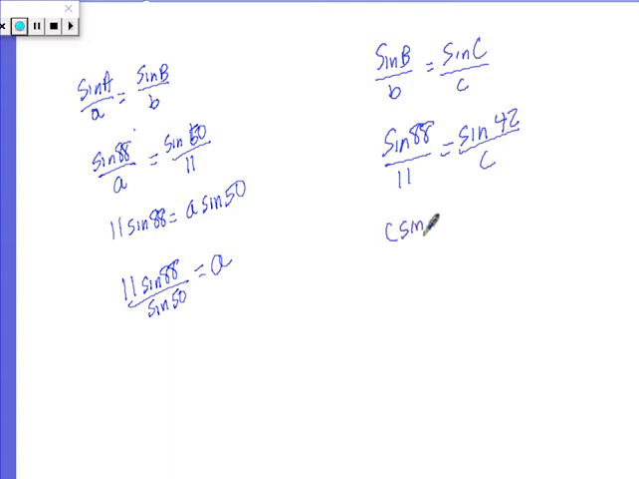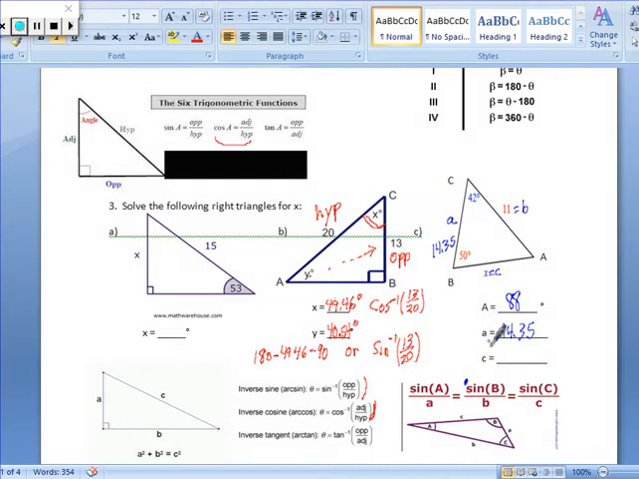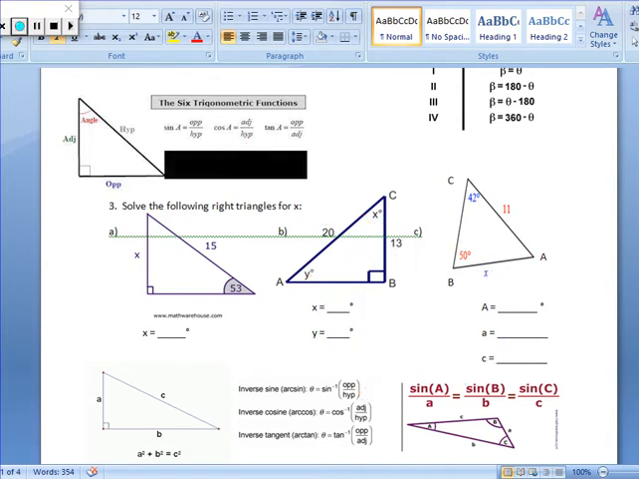Cross multiply, you have c sine 88 equals 11 sine 42. Divide both sides by sine 88 so that we can cancel out. And we have c, which is equal to this expression. And when you plug that in the calculator, you're going to get 9.6. So give yourself a chance to go ahead and write that in. I'm going to erase it, and then we're going to go ahead and move on.